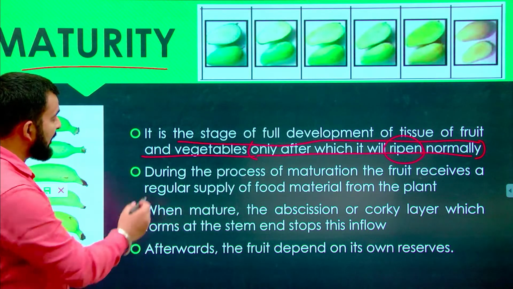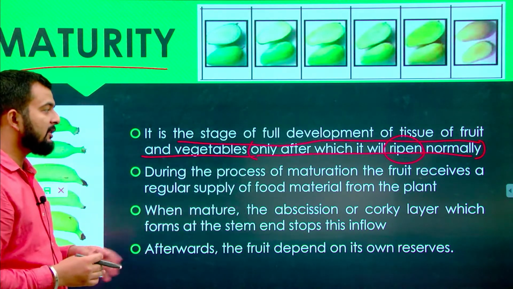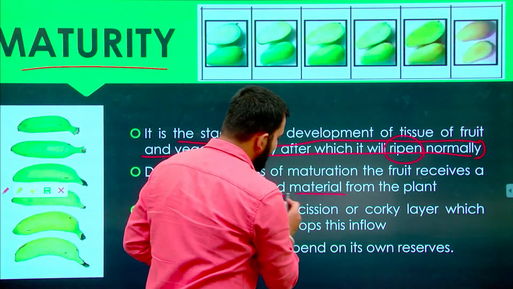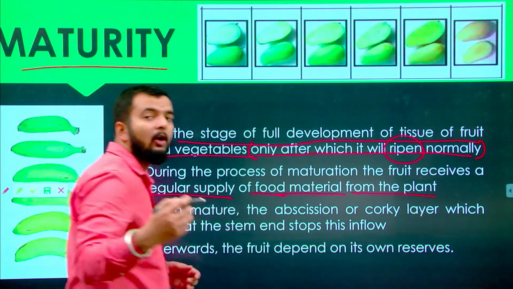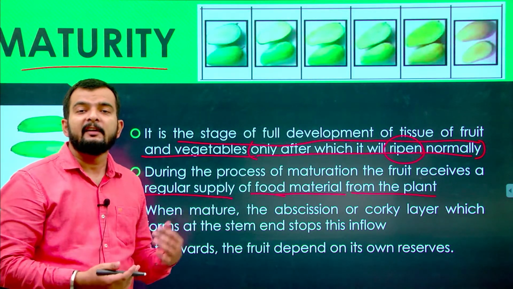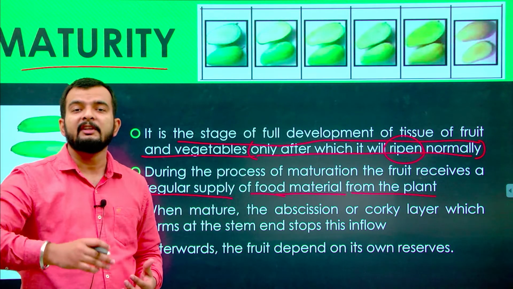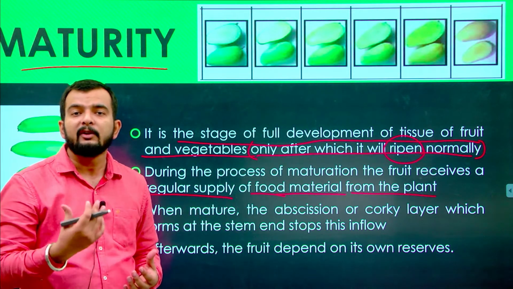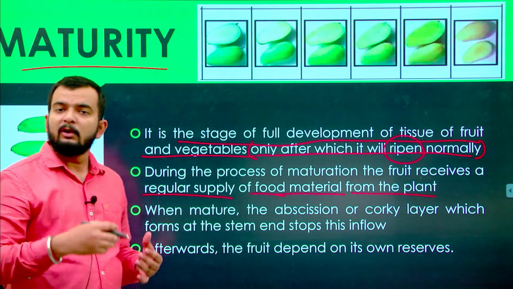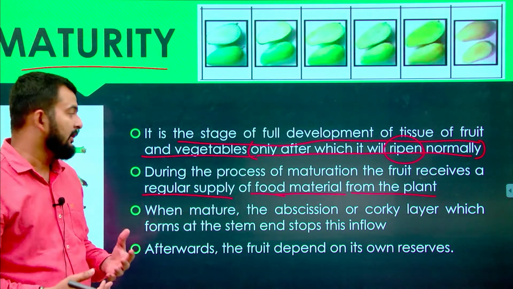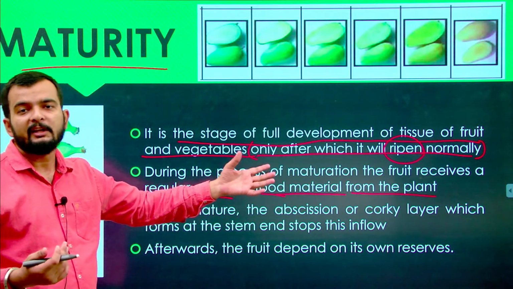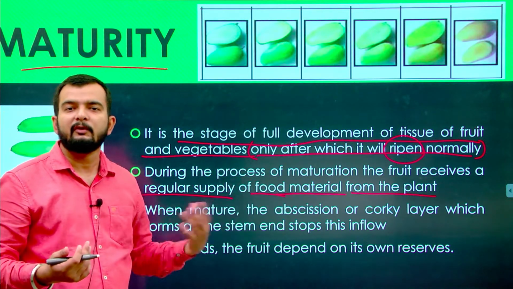So next, during this process of maturation, the fruit receives a regular supply of food material from the plant. That is, all the nutrients and water, whatever the fruit requires, it receives from the plant, because it is still attached to the plant, it is a part of the plant. It will get a regular supply of nutrients and water, all the food material it requires for growth.